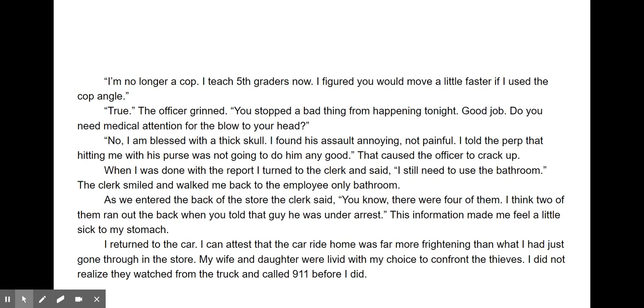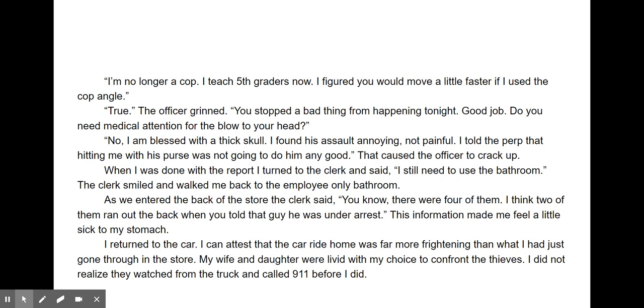As we entered the back of the store, the clerk said, You know, there were 4 of them. I think 2 of them ran off the back when you told that guy he was under arrest. This information made me feel a little sick to my stomach. I returned to the car. I can attest that the car ride home was far more frightening than what I had just gone through in the store. My wife and daughter were livid with my choice to confront the thieves.